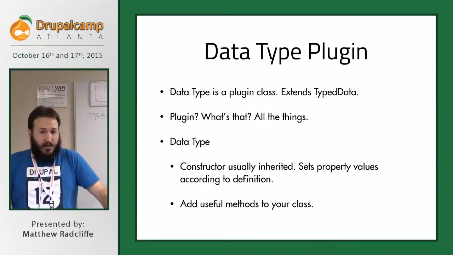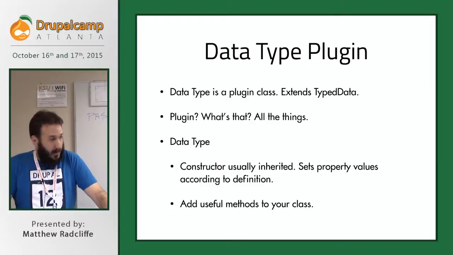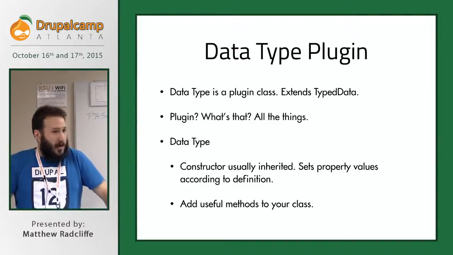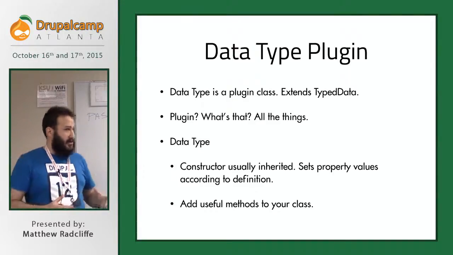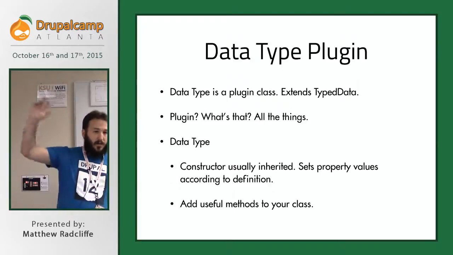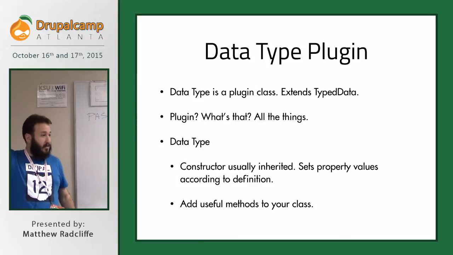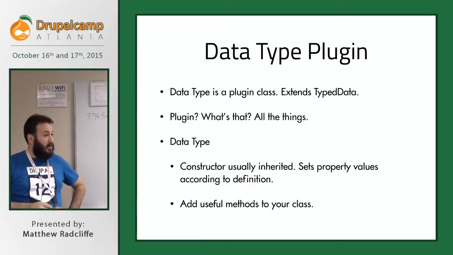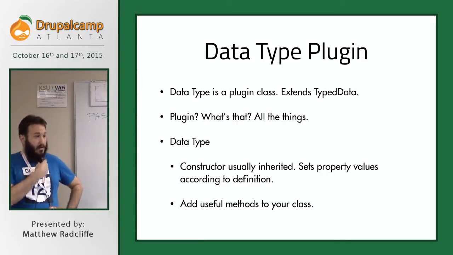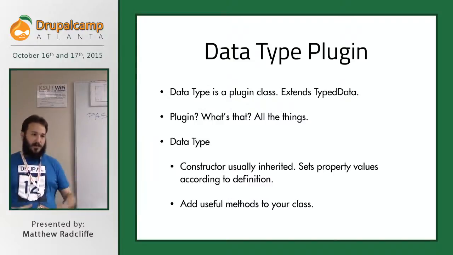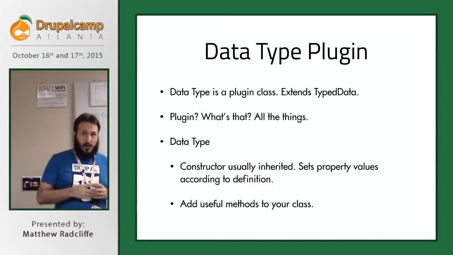So the first thing we have to realize is describing a data type. Data types are plugins. Is anybody not familiar with what a plugin is in Drupal 8? Question, is it like the CTools plugin API ported, or is it totally different from that? Completely different. So Drupal 8 comes with a component called a plugin.